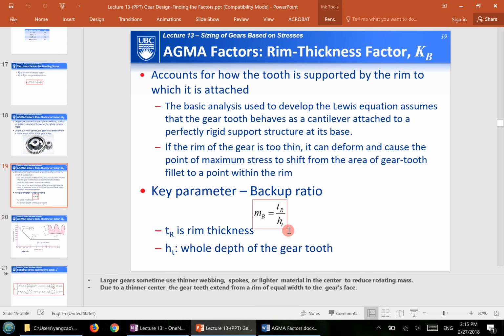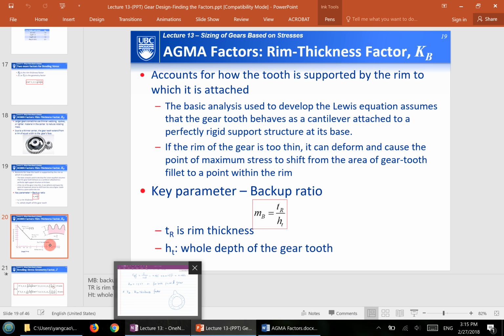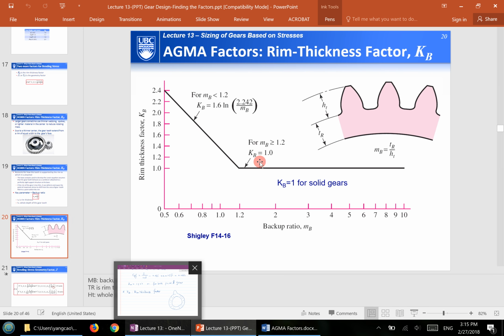The Kb factor is based on the so-called MB ratio, which is tR over hT, right? tR is rim thickness, hT is the whole depth of the gear tooth. So that's MB. To calculate this Kb, you look at the MB value. If MB is less than this, you use this formula. If MB is greater than that, then Kb is just 1.0. So you don't need to make any changes, basically.